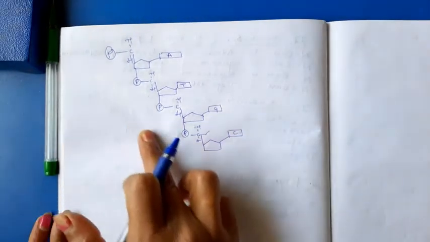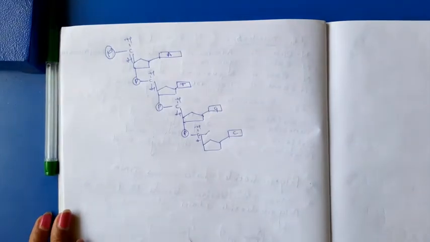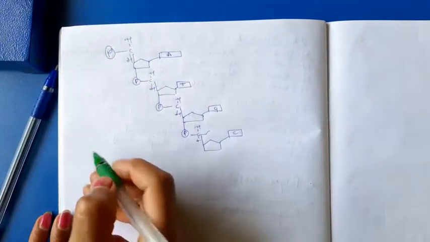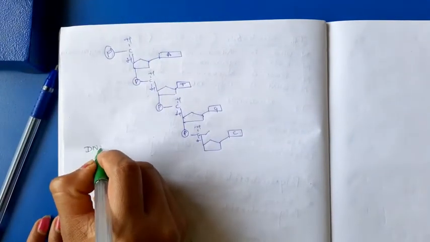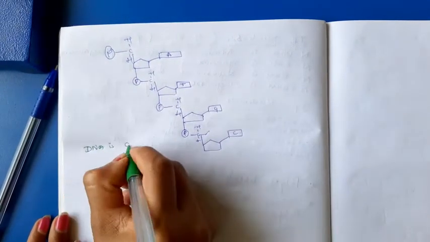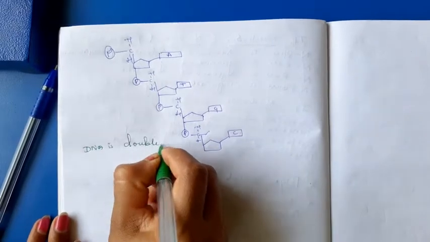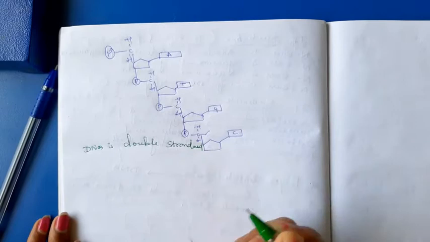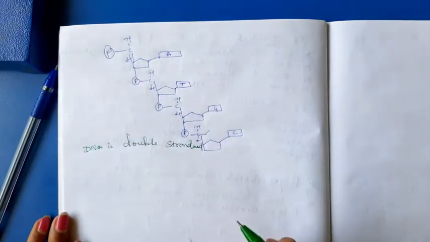This is the one polynucleotide chain. I told that DNA is double stranded. This is one strand of DNA.